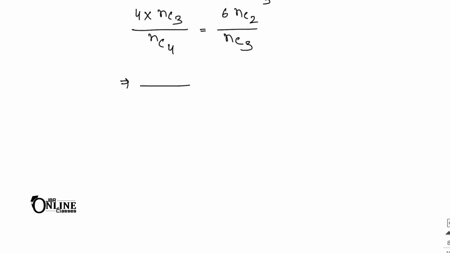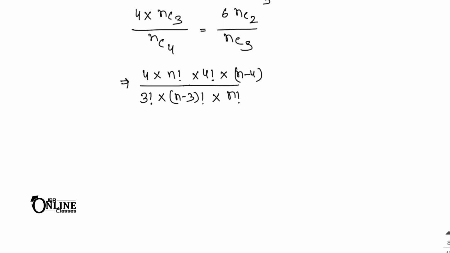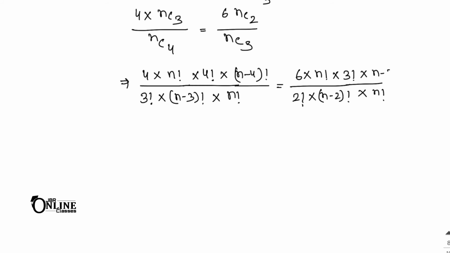Now you can write 4 into, as nC3 means n factorial by 3 factorial then n minus 3 factorial, and as nC4, n factorial then 4 factorial, this one will be n minus 4 factorial. Here also the same, 6 into n factorial, then 2 factorial and n minus 2 factorial, and nC3 is n factorial, then 3 factorial, and that one will be n minus 3 factorial. So here n factorial cancels out, here also n factorial cancels out.